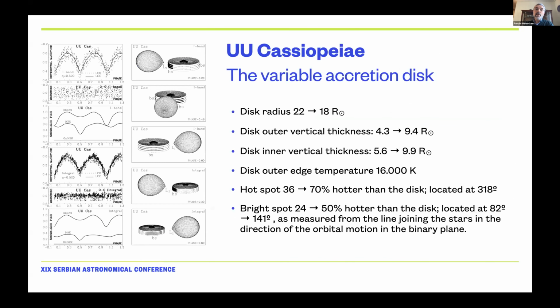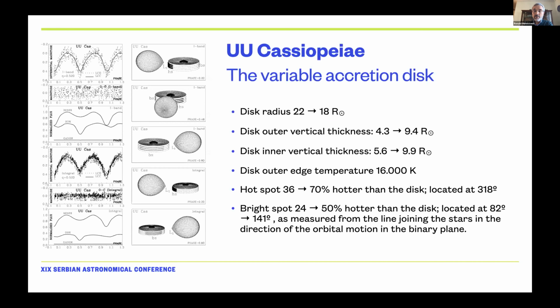And UU Cassiopeia also presents a variable disk. When comparing 6 different data sets and models, we obtain a disk radius changing from 22 to 18 solar radii, the vertical thickness changing from 4 to 9, the inner vertical thickness 6 to 10 solar radii, and the disk outer edge temperature more or less constant, about 16,000 Kelvin. The hot spot is changing from 36 to 70 percent hotter than the disk, and the bright spot from 24 to 50 percent hotter than the disk.